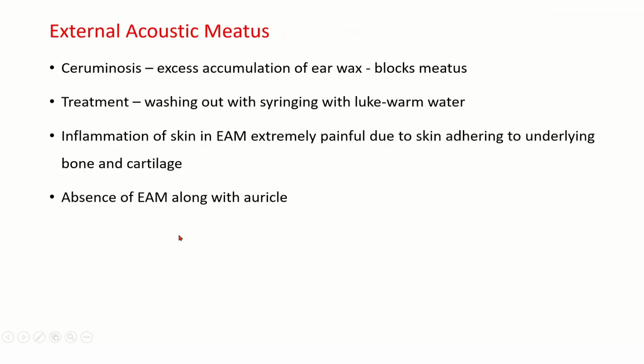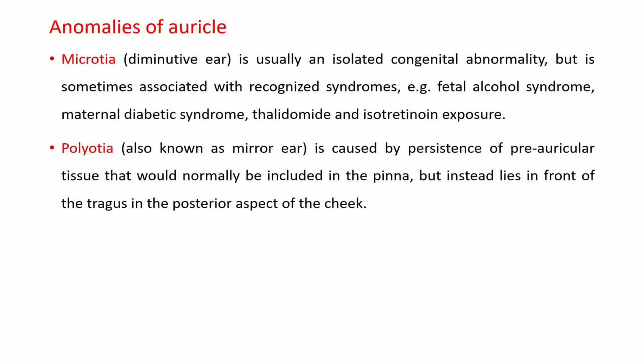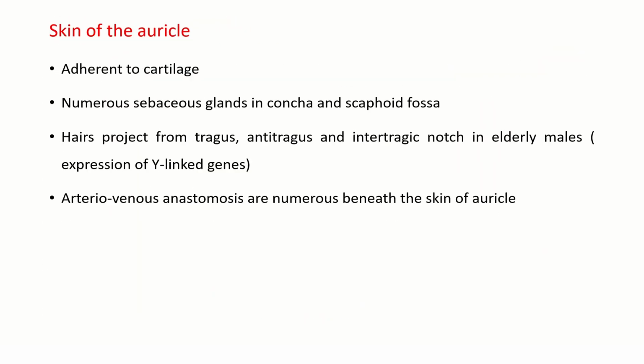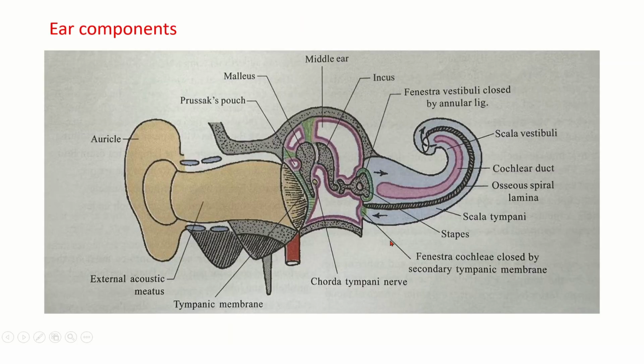I can show you here. So this is the Prussak's pouch, between the neck of the malleus and the pars flaccida, above the lateral process. Prussak's pouch or Prussak's space.